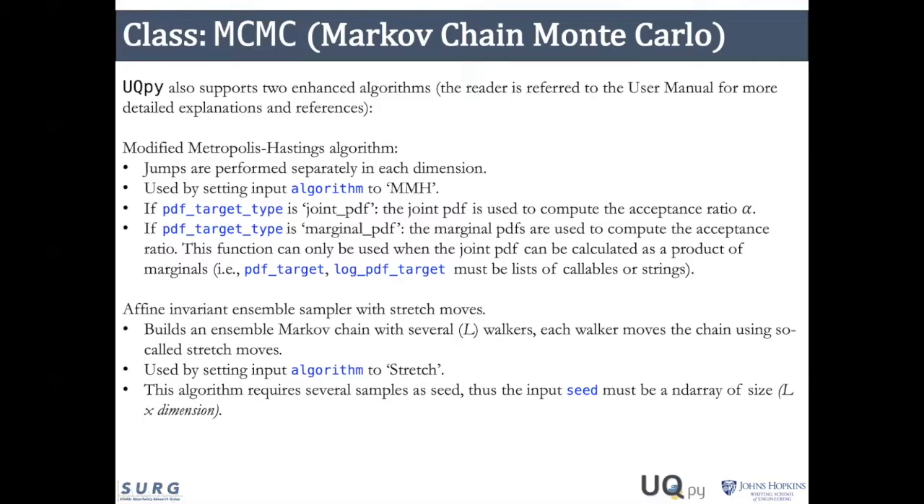And then the other algorithm is called the affine invariant ensemble sampler, stretch moves, where you build an ensemble Markov chain with several walkers. You can use this algorithm by setting the input algorithm to stretch. The difference here is that the algorithm requires several samples as seed for the different walkers. So when you initialize your algorithm and give it a seed, it has to be an ndarray of size L times the dimension of your problem.